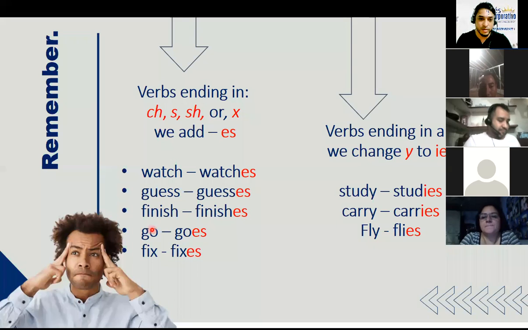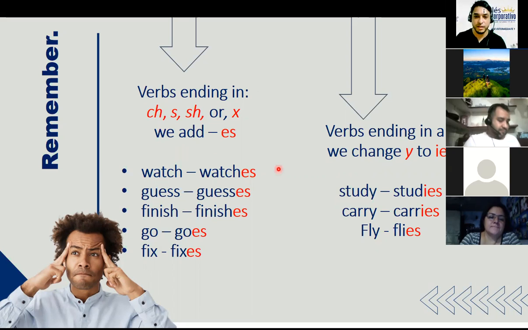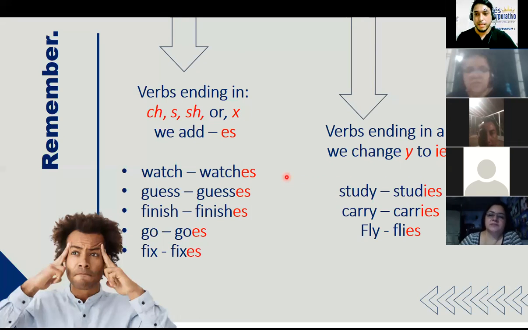As well, when the verb ends with an O, we say goes. Go, goes. And when the verb ends with S, X, we always add ES. So pay attention to these letters. When the verb ends with this letter, we add ES. Is it clear? Yes. It's clear.